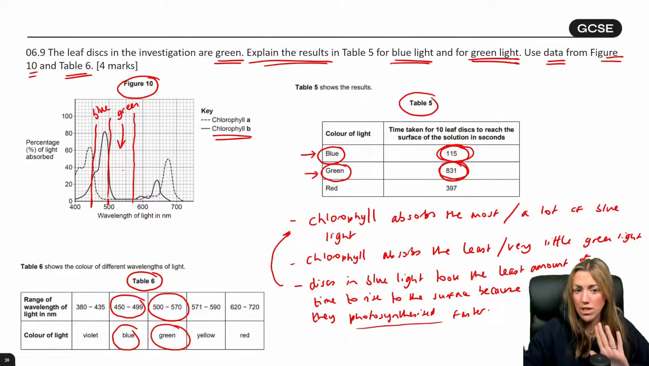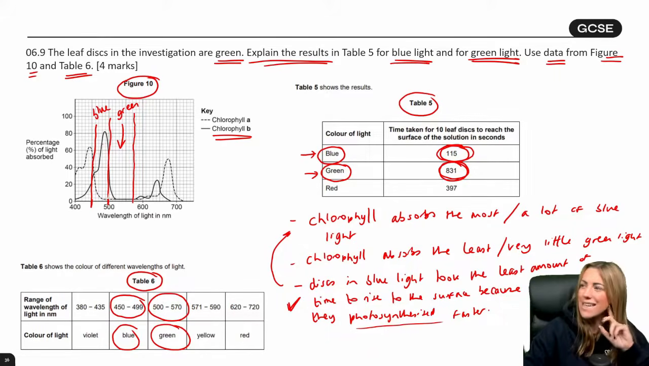Okay, let's go back to the question and see what I've not done, because I've only got 3 marks. I have explained the results in table 5, because I've done that here. I've definitely used data from the graph because I was looking at the absorption of light, wasn't I? Have I used data though? Not really used data yet, have I?